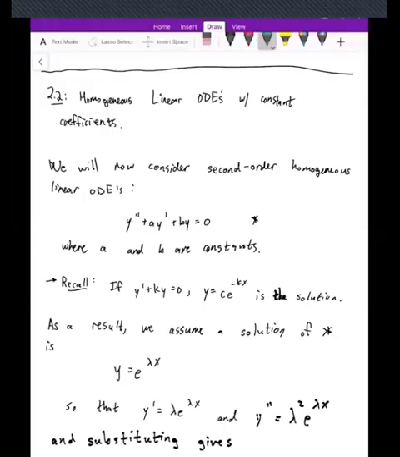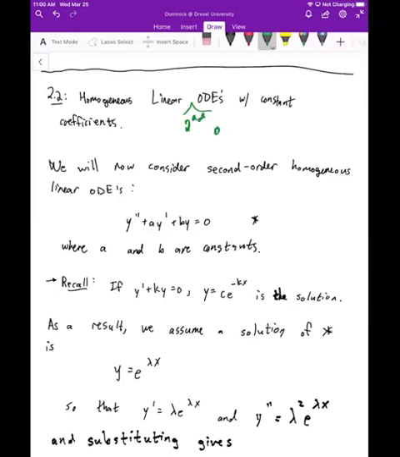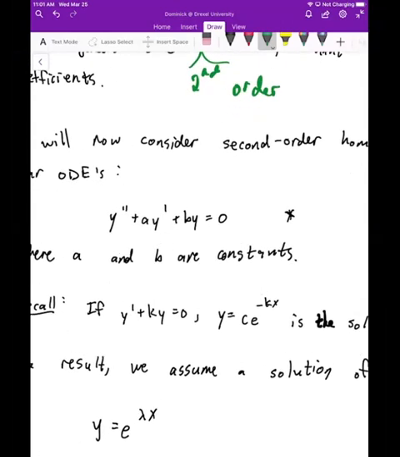Okay, guys, welcome. So today we're going to talk about homogeneous linear ODEs, this time with constant coefficients. And again, I just want to stress here that these are second order linear ODEs with constant coefficients. So specifically the type of equation that we're now going to look at is where you have y double prime plus a times y prime plus b times y equal to 0. So again, we're looking at the homogeneous version of this, where a and b are now just constants.